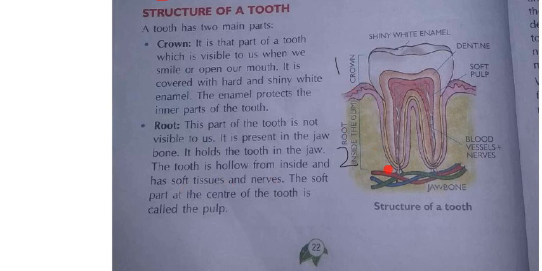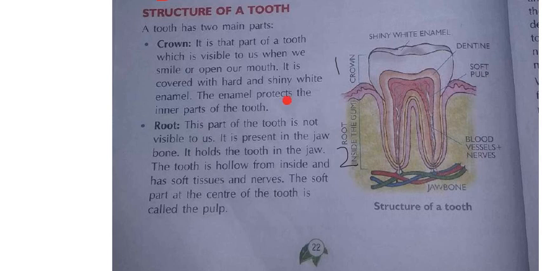We can't see that, it is not visible to us, and where it is present, you should say in the jawbone. And how is this tooth? It is hollow from inside. Hollow means deep, okay? And it will have the nerves and the tissues, okay? And this soft part is in the middle. How soft is it? See, at the center, this is called what? Pulp. See, here they have written soft pulp, which is present in the middle of the tooth, which is very soft. This is called the soft pulp, children, okay?